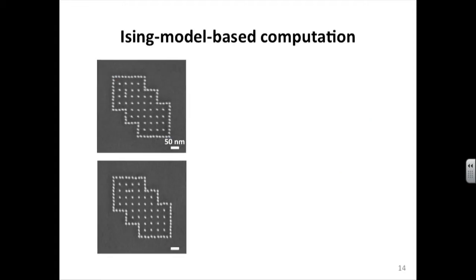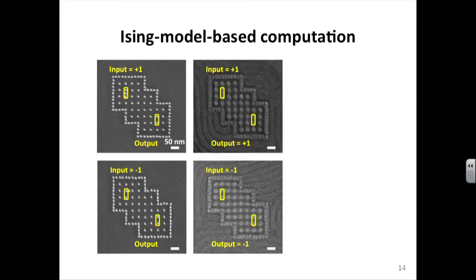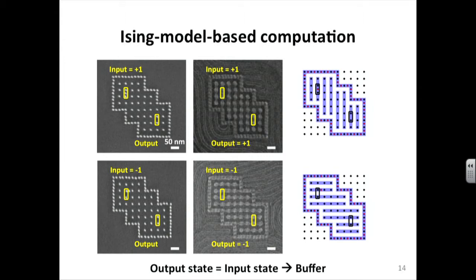Now consider the same post array with additional double posts to define inputs. Inside the boundary, we defined an input state and an output state. In the top case, the input is fixed to +1 due to vertical double posts, and the output has not been determined yet. In the bottom case, the input is fixed to -1 because it is adjacent to a horizontal double post, and the output has not been determined yet. After block copolymer self-assembly, the output is set to +1 when the input is +1, and the output is set to -1 when the input is -1. Since the output state is set equal to the input state, this design acts as a buffer.